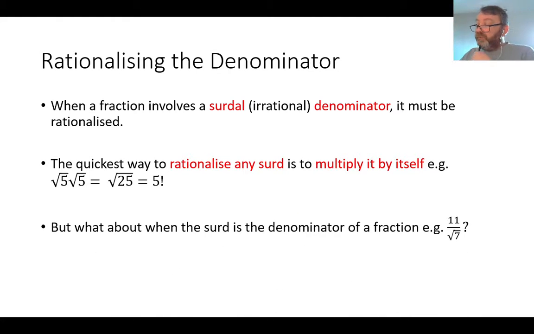But what about when the surd is in the denominator of a fraction? And I've done this with you already, 11 over root 7. Now let's just take that one there. What am I going to do here? Well, first of all, 11 over root 7 cannot be done, because root 7 is irrational.